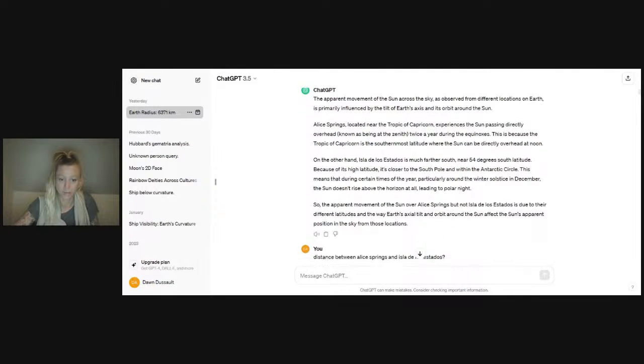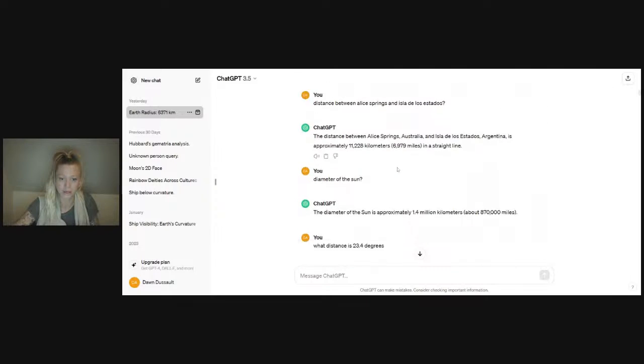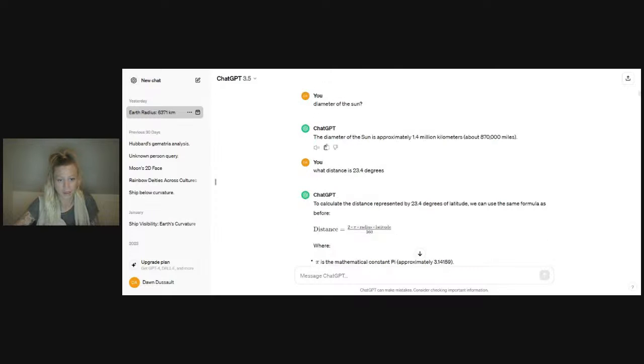So I'll talk about Alice Springs, saying it's approximately 7,000 miles in a straight line. I'm asking about the diameter of the sun. The diameter of the sun is approximately 1.4 million kilometers. Again, this is impossible. Look how large the Earth possibly is. The diameter, 8,000 miles allegedly, as opposed to 1.4 million kilometers or 870,000 miles.